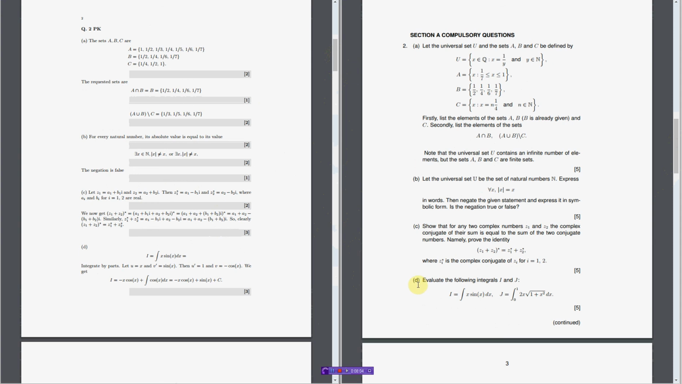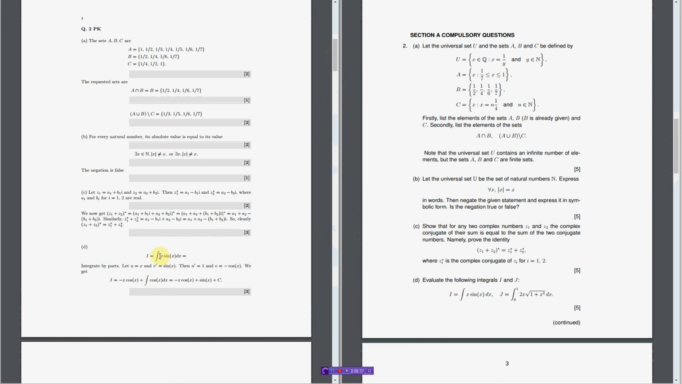The last part, part D, gives us two integrals to carry out, integrals I and J. So we look at I first of all. This is an indefinite integral: the indefinite integral of x times sine of x. The way we can proceed here is to use integration by parts, using known facts about the derivative and integral of the sine function as well.